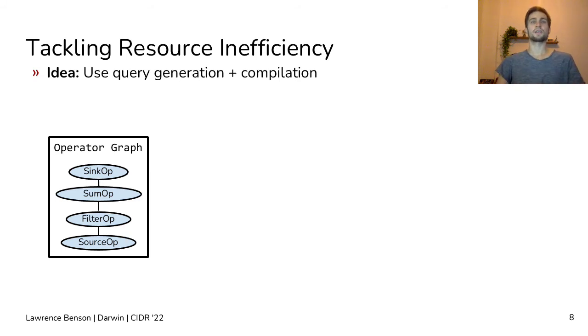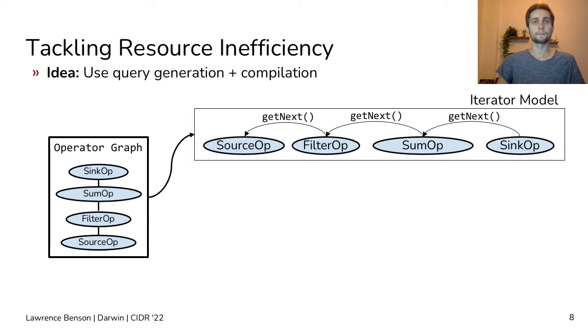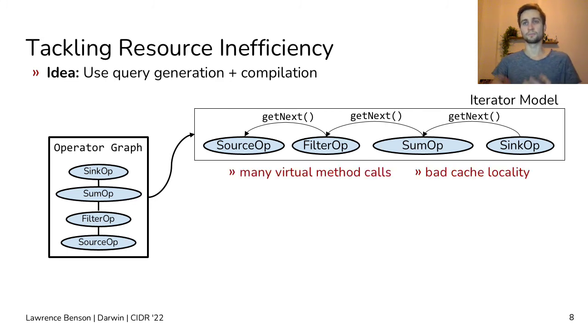First of all, this is tackling the general resource inefficiency that we saw as the first challenge. And for this, we really want to adopt a concept that has been used in databases for a while now, which is query compilation. We can see here on the left-hand side a basic operator graph. In the classical iterator model that a lot of stream processing engines still employ, the operators just call next on the previous operator. In this design, we have many virtual method calls and bad cache locality.